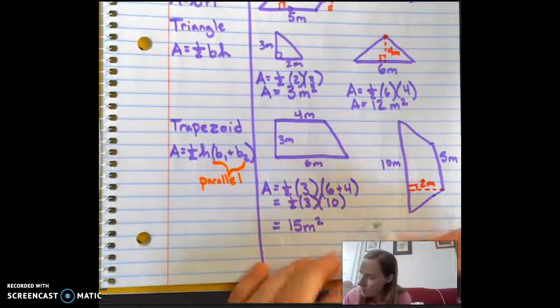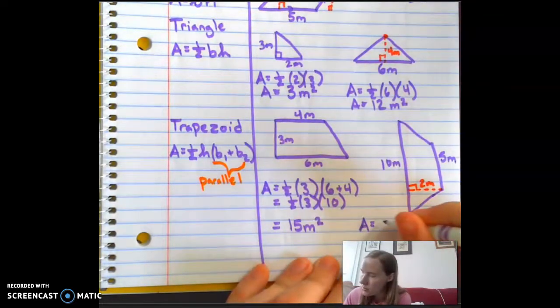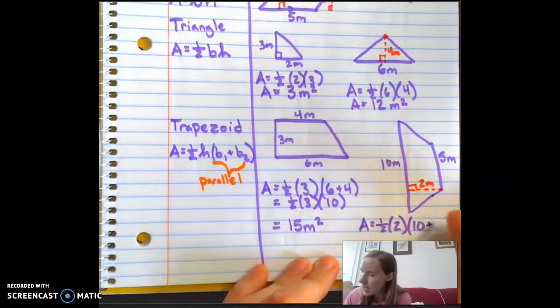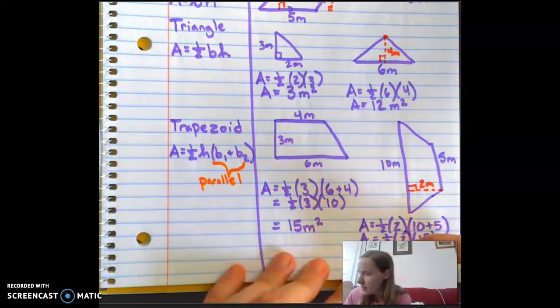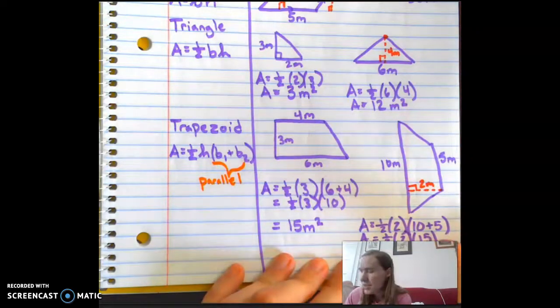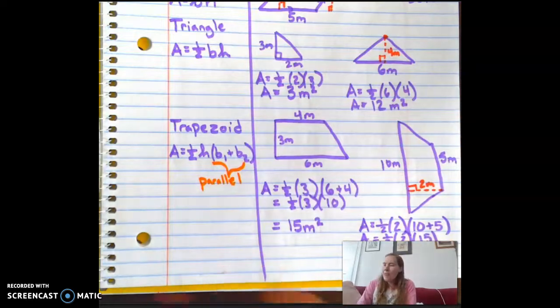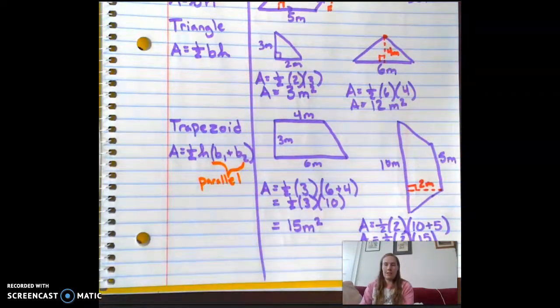All right, let's check. So I have area equals 1/2. My height is 2 times 10 plus 5. So I have my area is 1/2 times 2 times 15, because PEMDAS we have to add those first. So area is 15 meters squared. Note that these are very similar in answers, but they look very different. So that's just how to find area of all these different types.